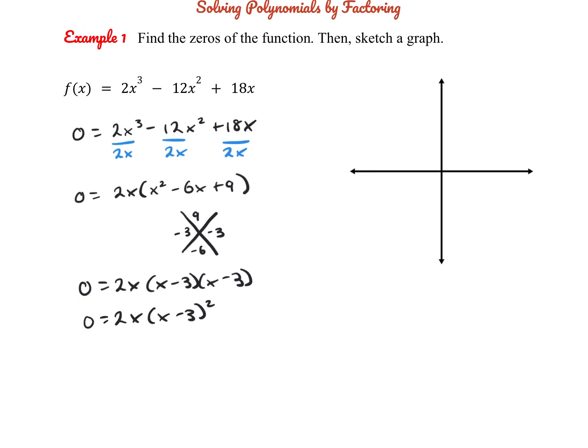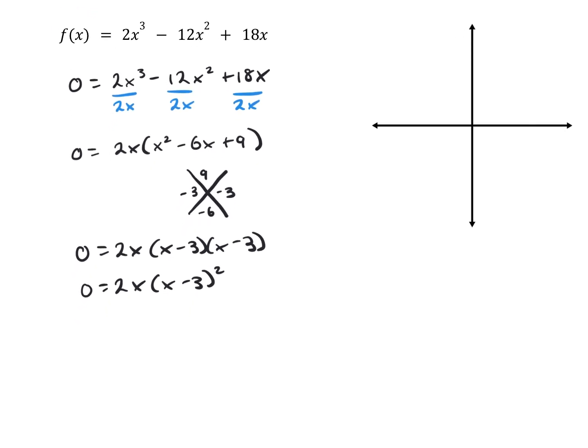Now from here, we would simply use the 0 product property. We set each factor equal to 0 separately. So I'm going to set 2x equal to 0. Here, I know we have this factor twice. We only need to set it equal to 0 once. So x equals 0 and x equals 3. Those are going to be my two solutions.